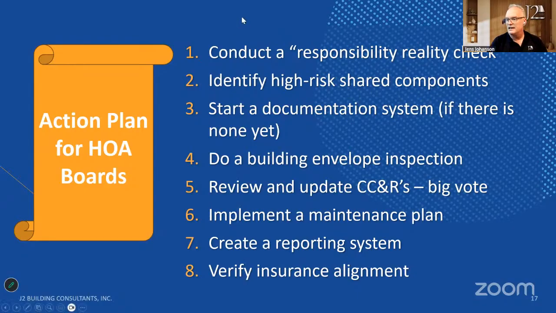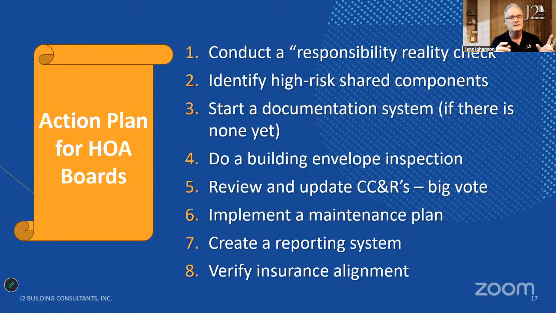So identify high risk shared components. We've got a deck that ties into the siding, a window that ties into siding, a roof that ties into several of these things. Start a documentation system if there is none yet, because the association's going to be doing their share of reports, but you want copies of their contract and their insurance policy and their stuff. So if they move out, a new buyer, you can grab that. You can find out when those windows were fixed and replaced.